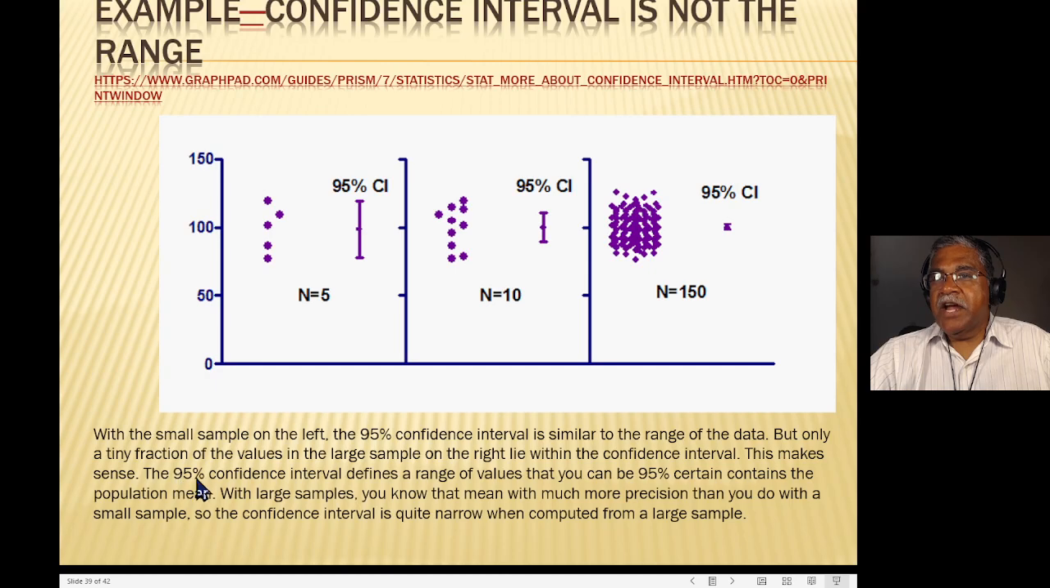This makes sense. The 95% confidence interval defines a range of values that you can be 95% certain contains the population mean, right? So if you looked at it, you see this collection of things, assuming that this is very precise data, you'll know that the mean is somewhere here. And if the mean is somewhere here, you'll see that with 95% confidence you can say that the bars associated with the range of the mean lie here.